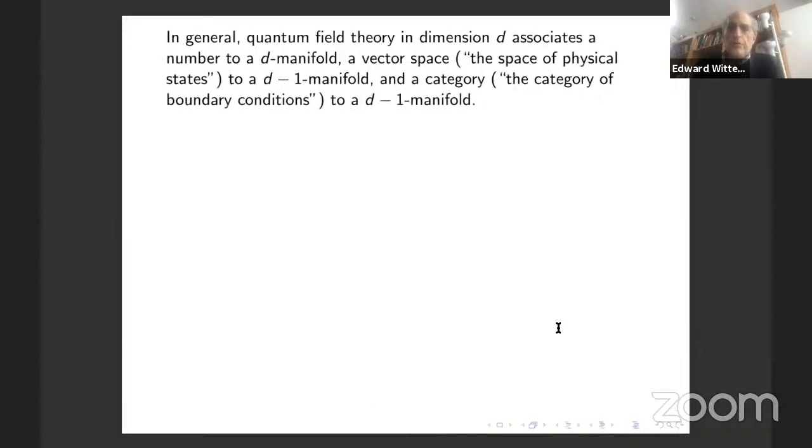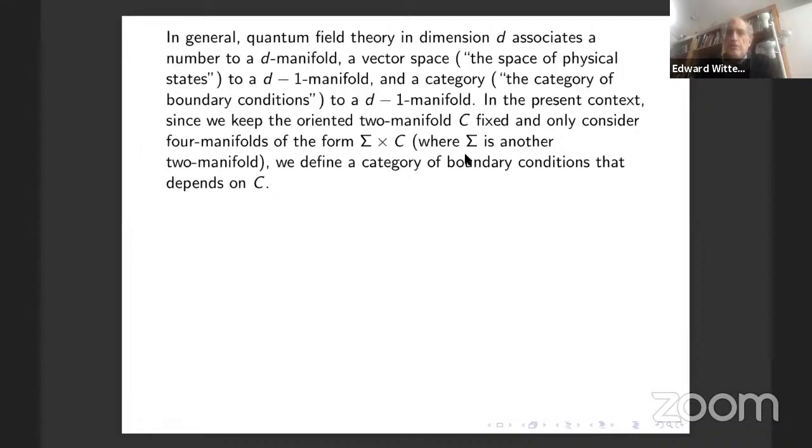Now, in general, quantum field theory in dimension D associates a number, the partition function, to a D-manifold, a vector space, the space of physical states, to a D minus 1 manifold, and a category of boundary conditions to, what, a D minus 2 manifold. That's a misprint there. So in the present context, though, we won't study an arbitrary 4-manifold. We're going to look at 4-manifolds of the form sigma times C, where we keep C fixed and only let sigma vary. So C will be the 2-manifold that's studied in geometric Langlands. Sigma will be completely arbitrary. So in effect, we'll study a 2-dimensional theory that depends on the choice of C.